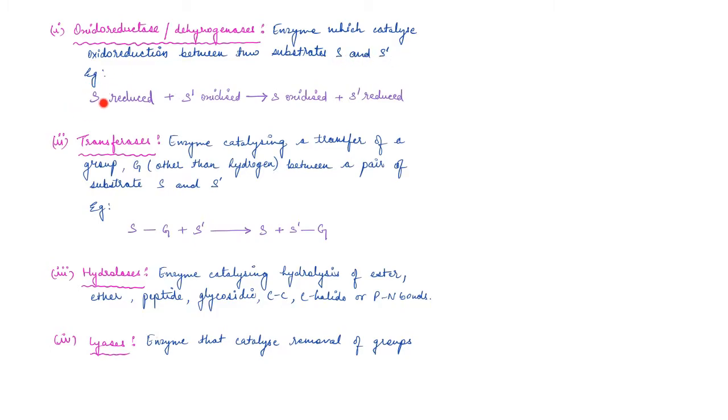So say there is a substrate which is to be reduced and there is a substrate which is going to be oxidized. Now this becomes the oxidized one and this becomes the reduced one, right? So this enzyme is oxidoreductase or dehydrogenase.